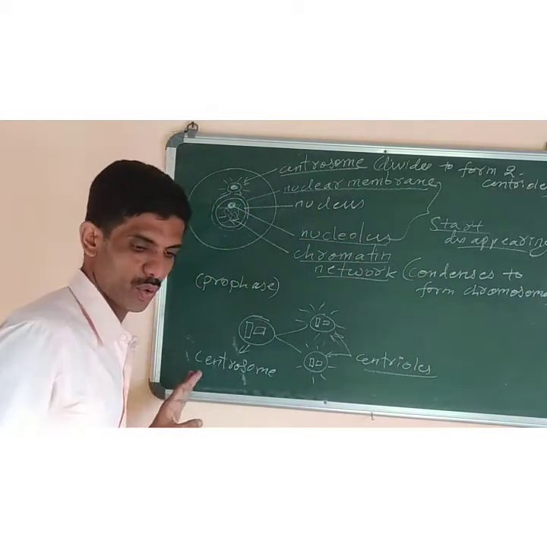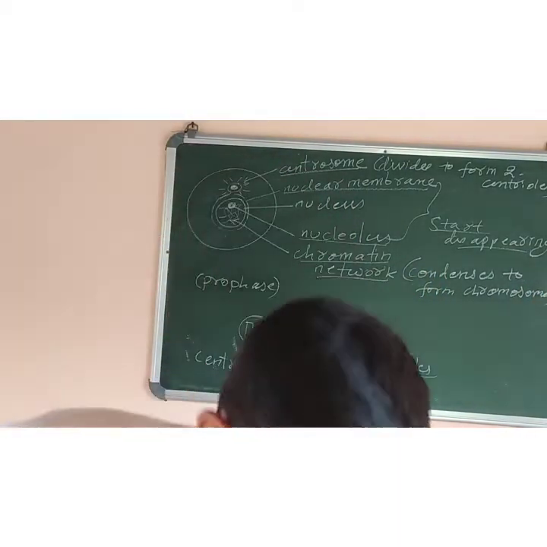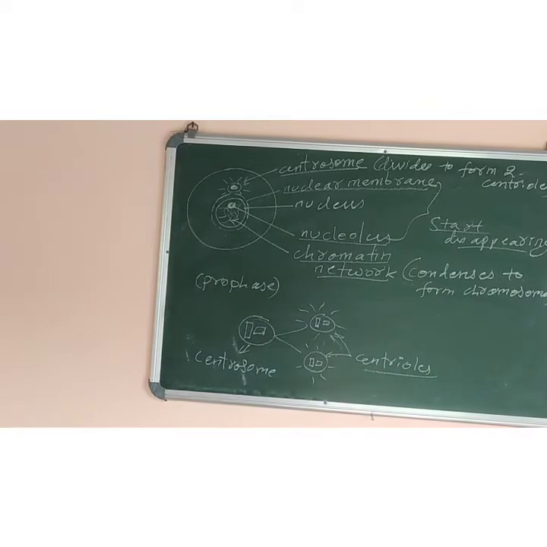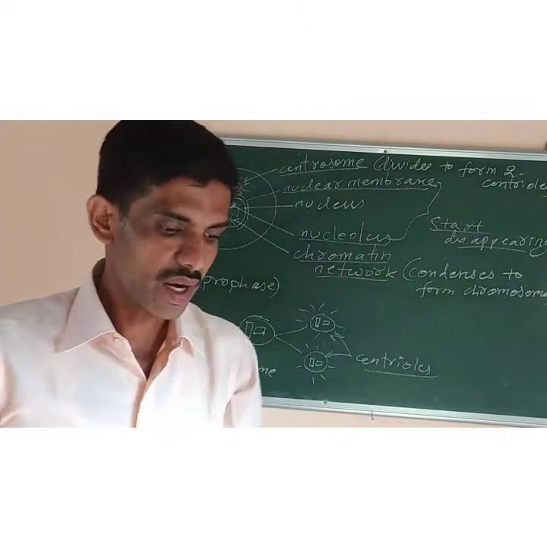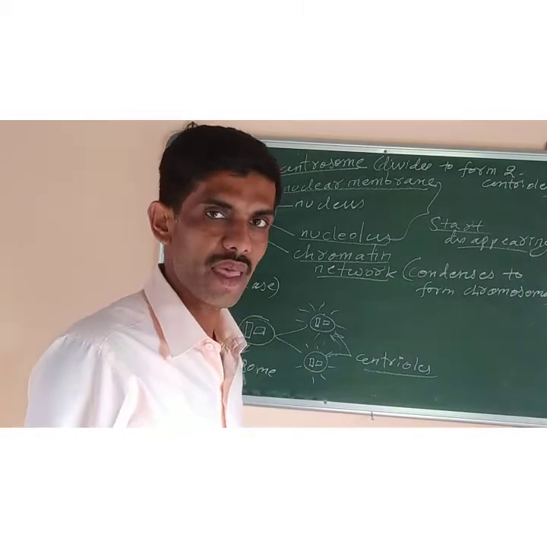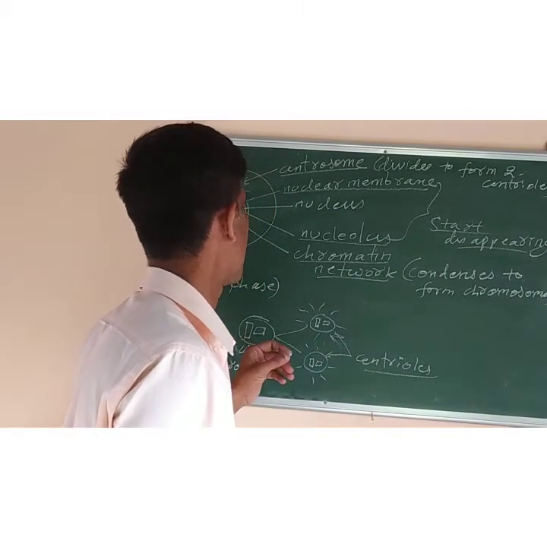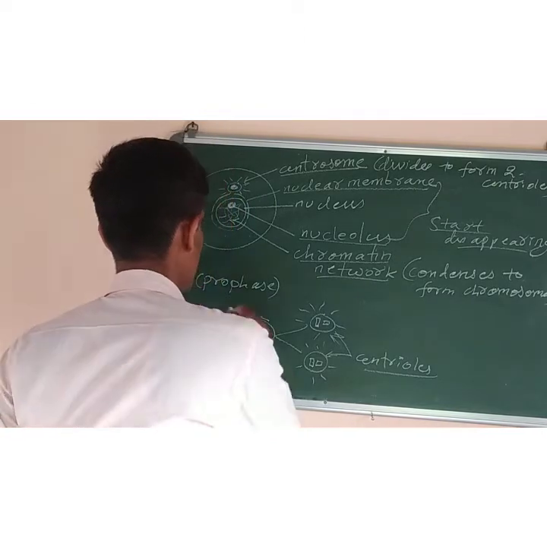Condenses to form chromosomes. So first stage, that is, we are talking about the prophase stage. What are the important events which occur? Condensation of chromosomes and attachment of spindle fibers occur mainly during the prophase.